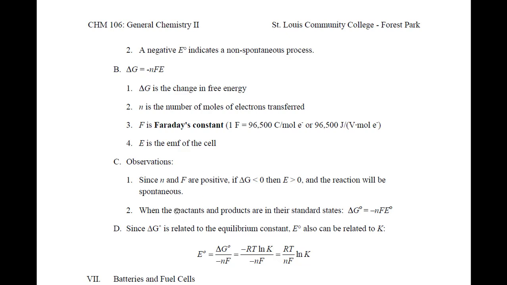All right, so observations on this then. Since N and F are positive, because it's positive 96,500 and N will always be a positive number of moles, then if delta G is less than 0, E must be greater than 0, and the reaction will be spontaneous. When the reactants and products are in their standard states, we can do delta G0, the Gibbs free energy in its standard state, if E is in E0 conditions.